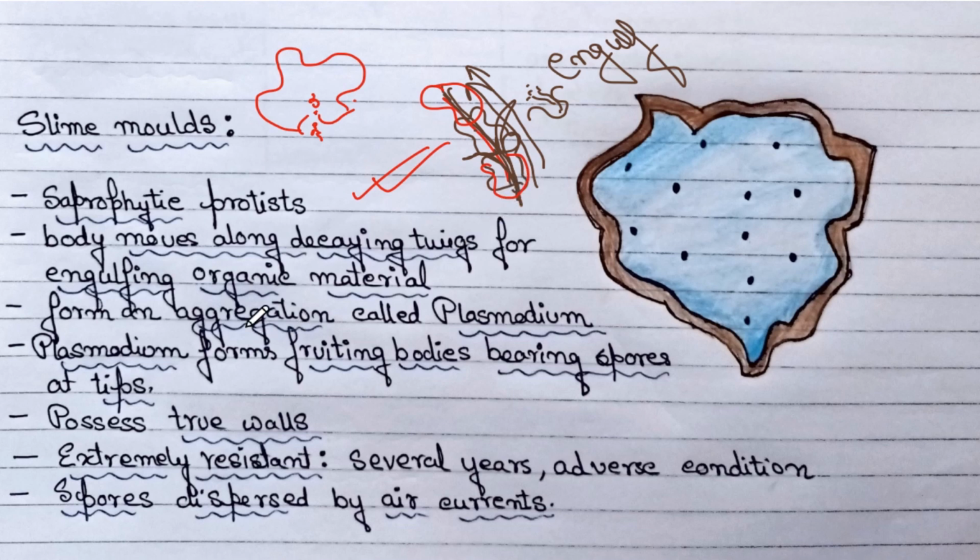They can form an aggregation called plasmodium. Plasmodium then forms fruiting bodies bearing spores at tips. Okay, and they possess true cell walls. They are also extremely resistant both in terms of years and adverse conditions. Slime molds can stay for several years in adverse conditions.